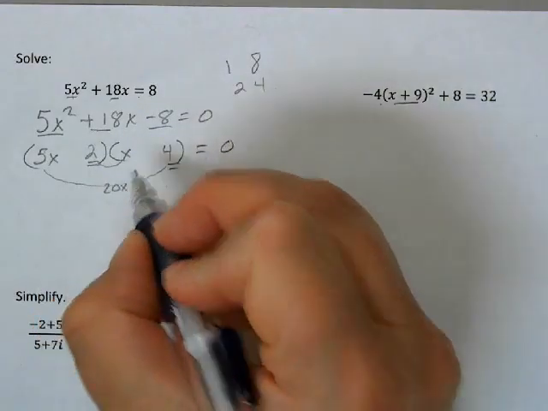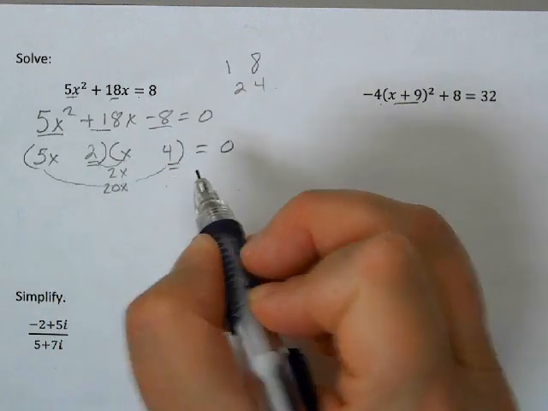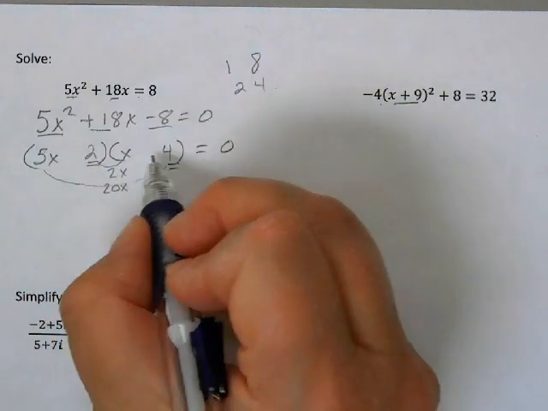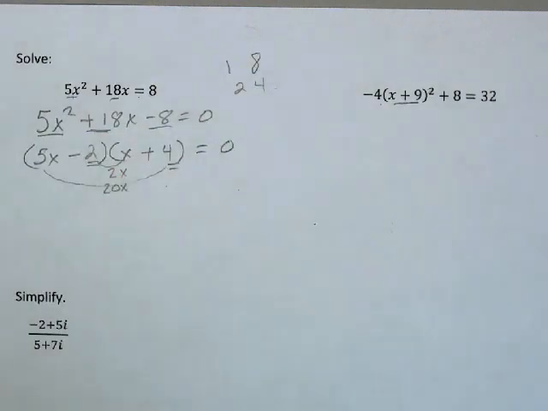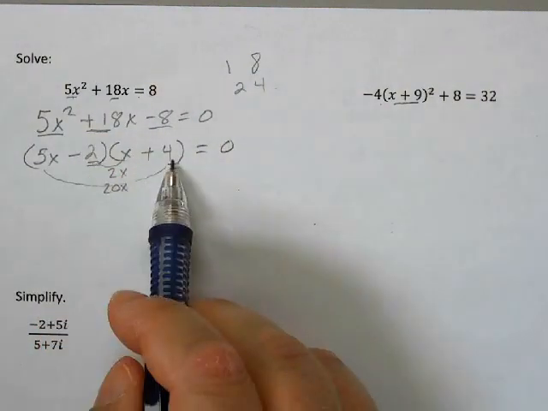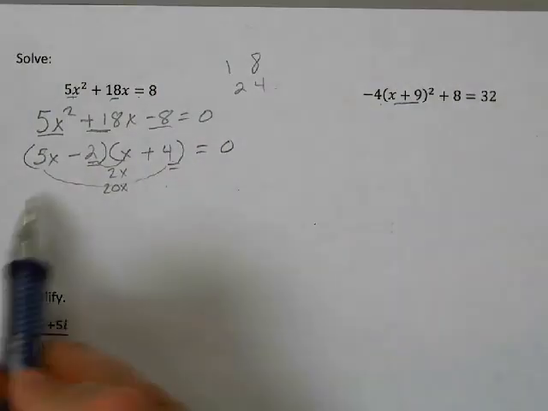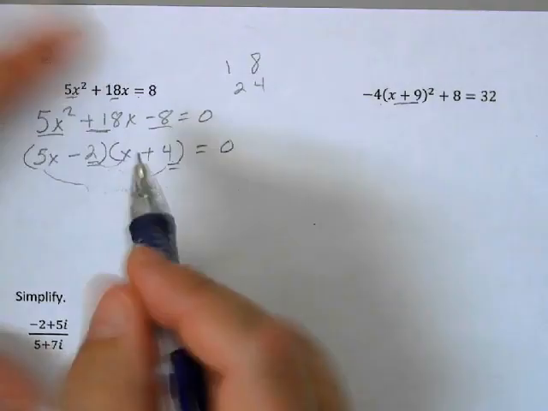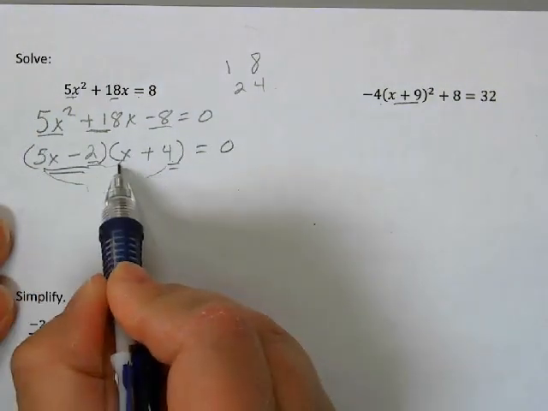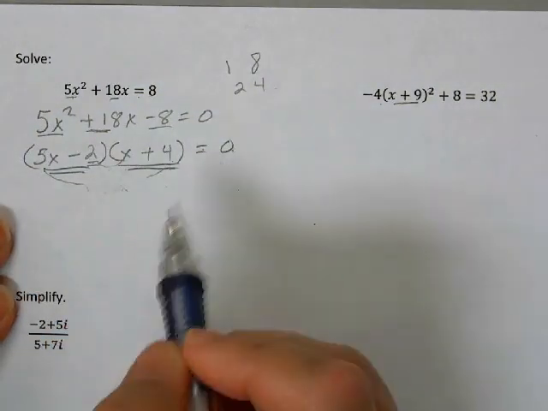because this gives me 20x and this gives me 2x. And positive 20x subtract 2x gives me positive 18. And also negative 2 times positive 4 gives me negative 8. So now what I've got are two factors. This times this equals 0.